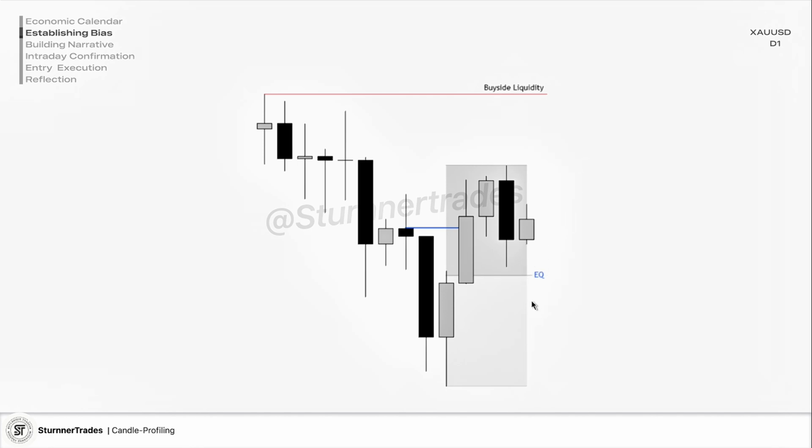If price respects that, I stay bullish. But if we break through and violate that zone, that's where I either step aside or reassess my bias, and that becomes my bullish invalidation.